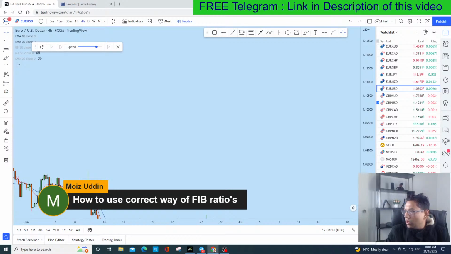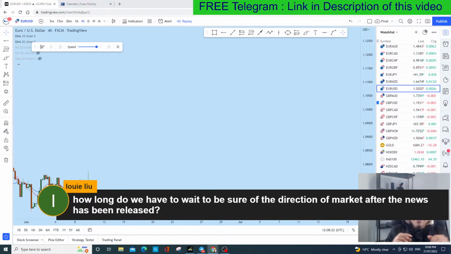How long do you have to wait to be sure of the direction of the market after the news has been released? Okay, so normally I use one candle on the 4 hour. If the news is just at the opening of the candle or the closing of the candle, normally I wait for that candle to be closed fully. Hopefully you understood it.